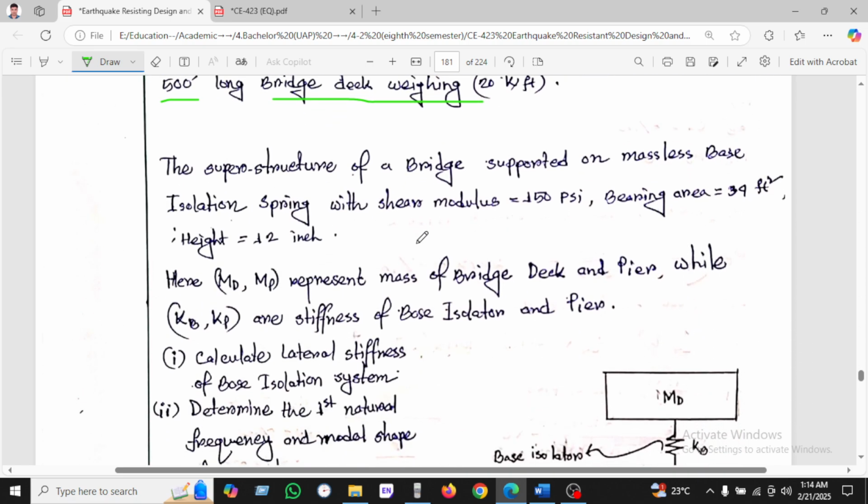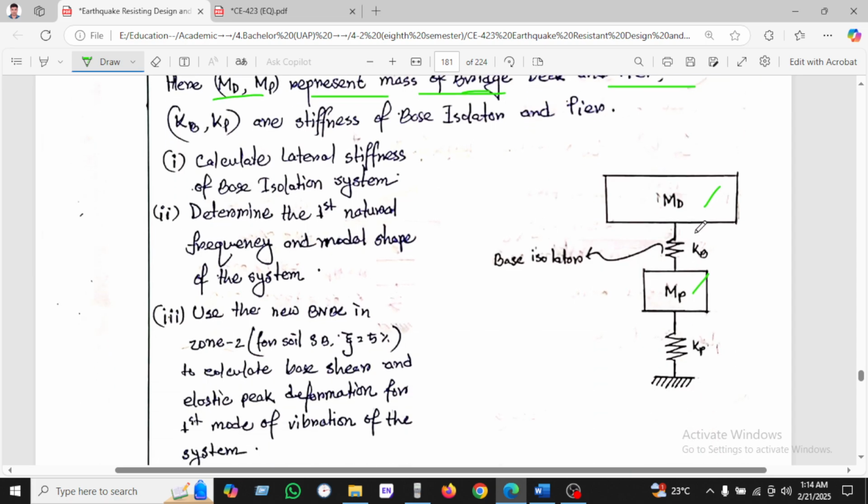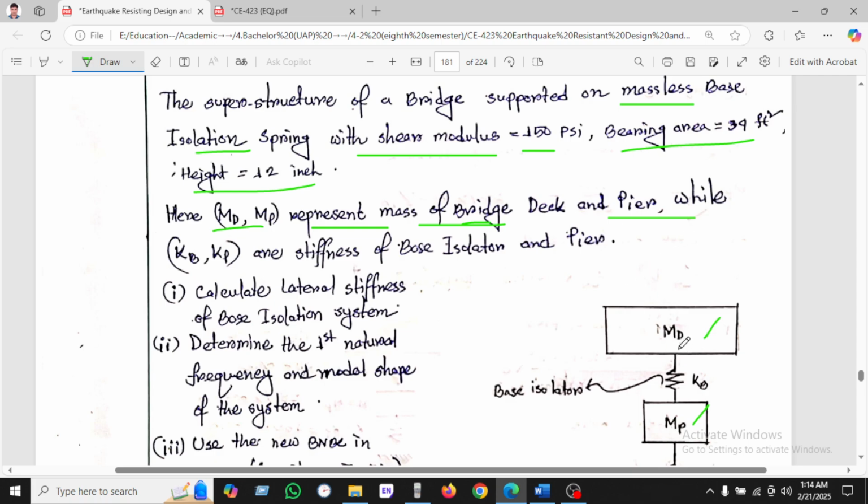The superstructure of the bridge is supported on a bridge isolation spring with shear modulus 150 psi and bearing area 34 feet square. The height is 12 inch. Here MD and MP represent the mass. Here are the MD and MP, representing the bridge deck and pier. This is the deck and pier. D means deck and P means pier, while KB and KP are the stiffness of the base isolation and pier.